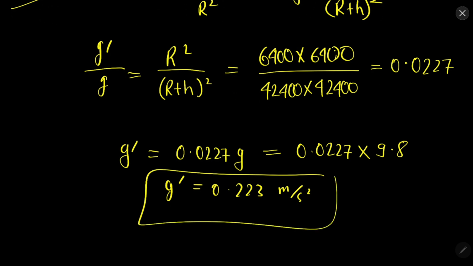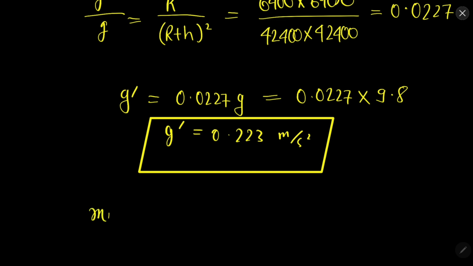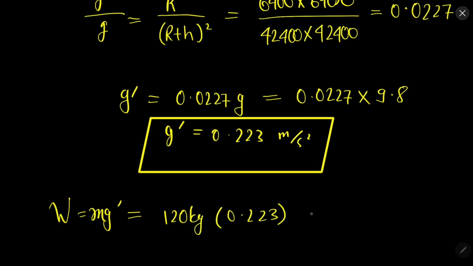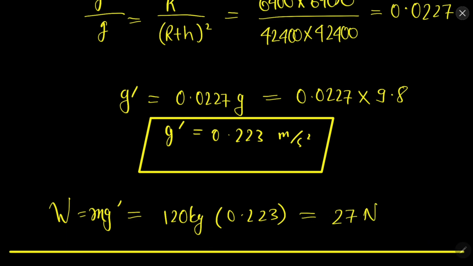So at the height of the geostationary satellite, the acceleration due to gravity reduces quite a lot. So what will be the weight? Weight is m g dash. So mass is 120 kg, times 0.223. So it will give us around 27 newtons. So the weight will be 27 newton in the geostationary orbit.